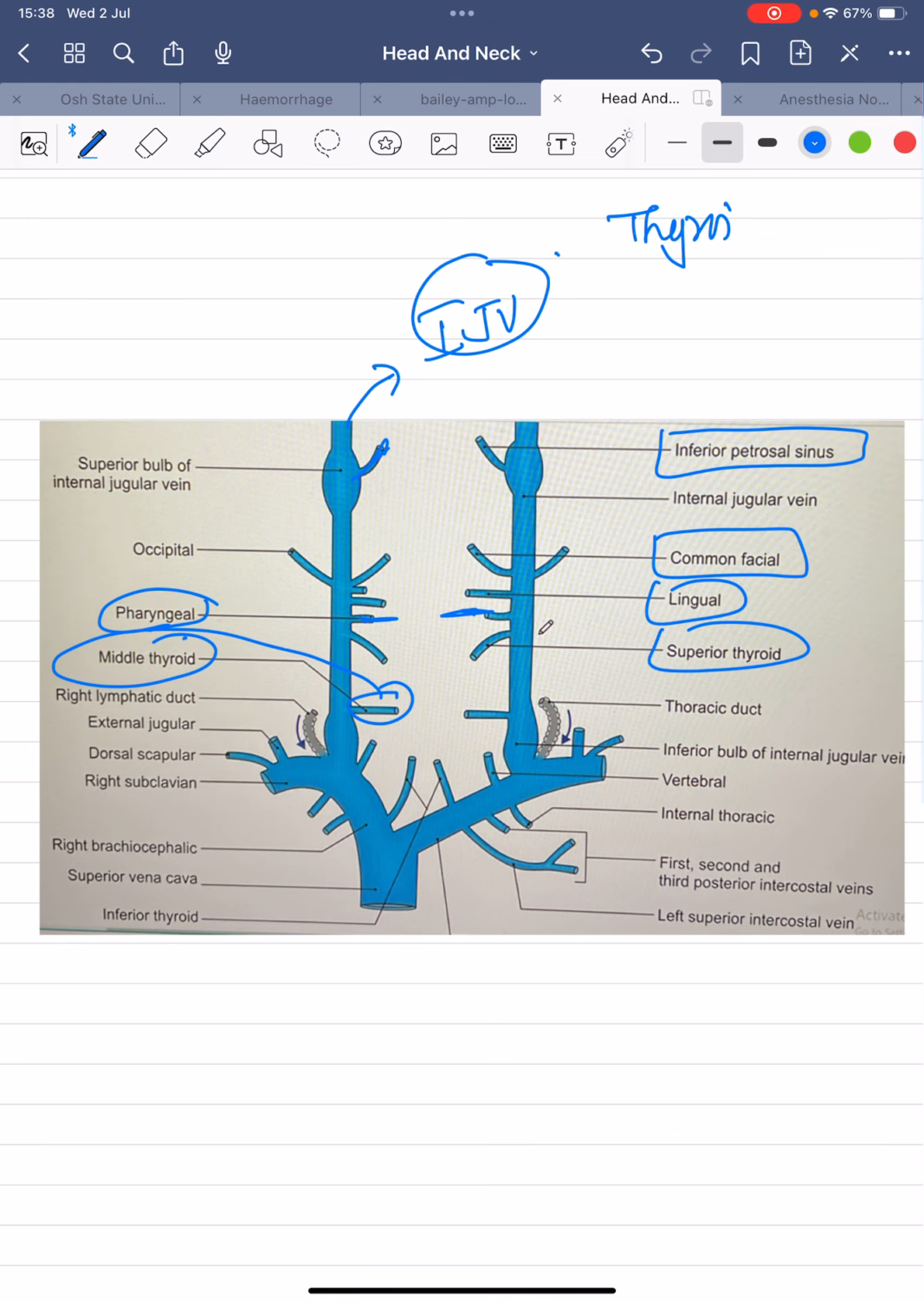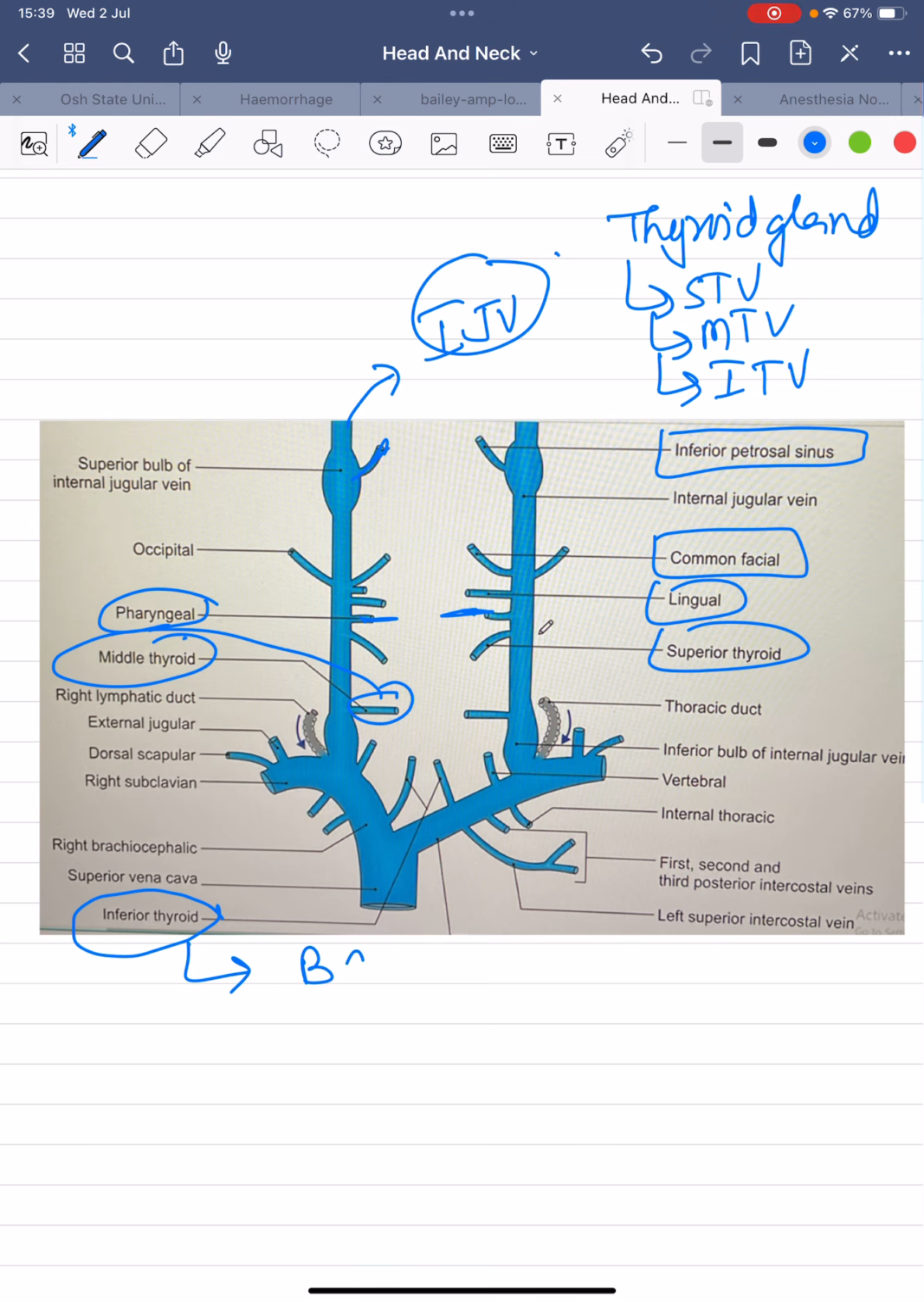Now you can ask me, sir, whenever you are studying the thyroid gland, the venous drainage is superior thyroid vein, middle thyroid vein, and your inferior thyroid vein. Now superior and middle thyroid veins are draining into the internal jugular vein. But the inferior thyroid vein, this is your MCQ. Inferior thyroid vein is draining into your brachiocephalic vein.